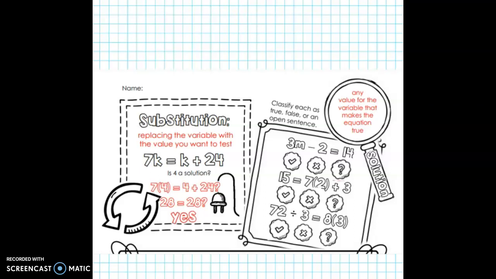Let's look at these. We're going to classify these as true, false, or an open sentence. 3m minus 2 equals 14. This is an open sentence because you can test different numbers for m to see if it's true or not. 15 equals 7 times 2 plus 3. This is a closed sentence. It has a definite answer. There are no variables in that sentence. 7 squared plus 3 equals 8 times 3.